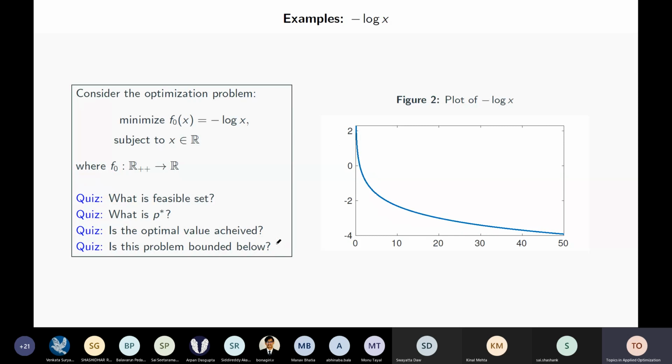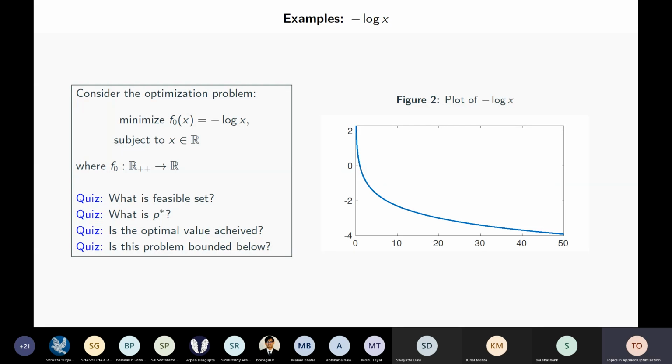Okay, so now let us look into this next question, just to practice a little bit about what we have learned. Minimize f naught x, which is minus log x, subject to x belongs to R, and the domain of the objective function f naught is R plus plus to R. So again, strictly positive real numbers are the domain. Now the question is, what is the feasible set, and what is p star? Is the optimal value achieved? And is this problem bounded below? These are the questions we want to answer.